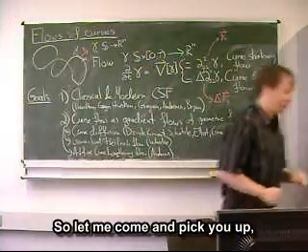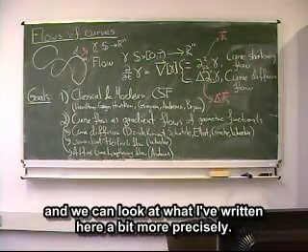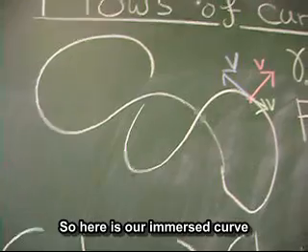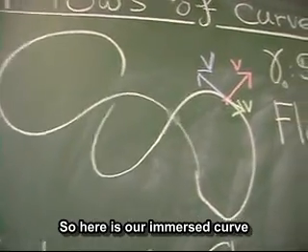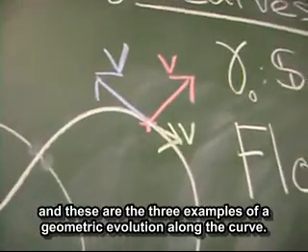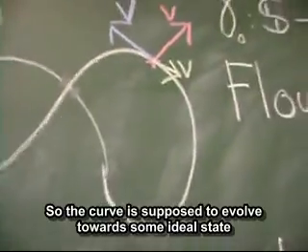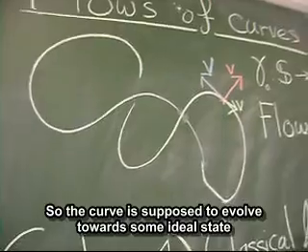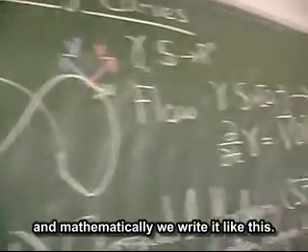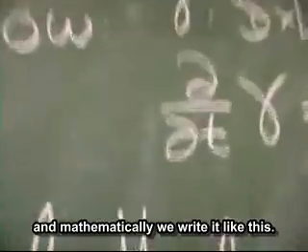So let me go and pick you up, and we can look at what I've written here a bit more precisely. Here's our immersed curve, and these are the three examples of a geometric evolution along the curve. The curve is supposed to evolve towards some ideal state, and mathematically we write it like this.